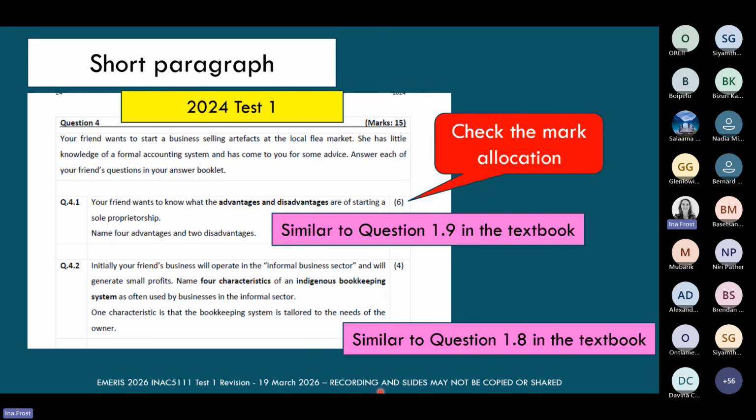And as I said, particularly in these longer style questions, check the mark allocation, because you need to make sure that if it's for 6 marks, you need to give us 6 facts. Or if it's 4 marks, then we want 4 of these characteristics of the informal business sector.